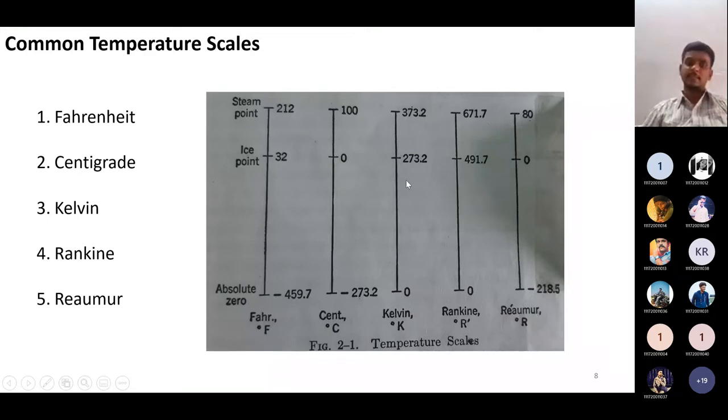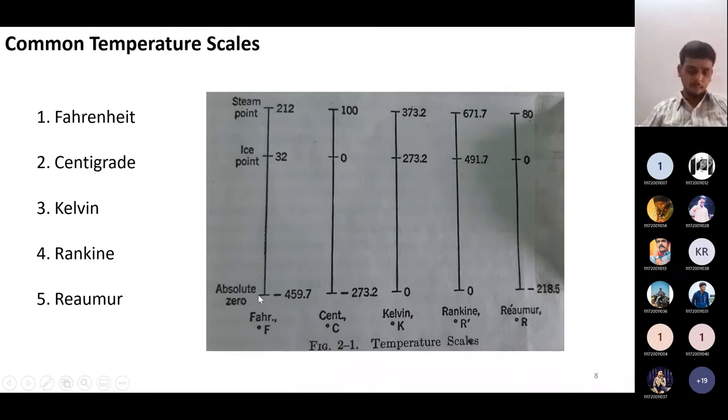So these are the various temperature scales which are divided between the ice point and the steam point, and accurate linear divisions are made between them. Only then will a thermometer be prepared. So these are the five different scales which are available.